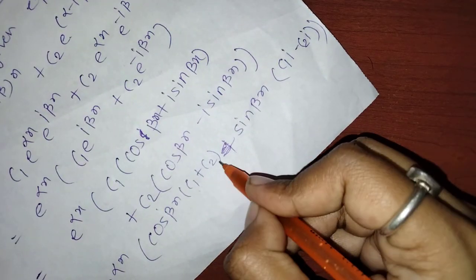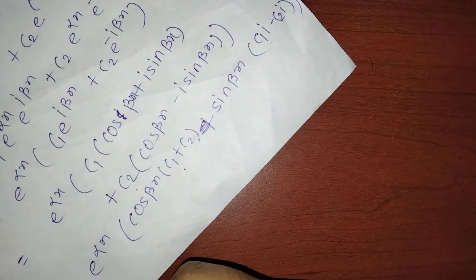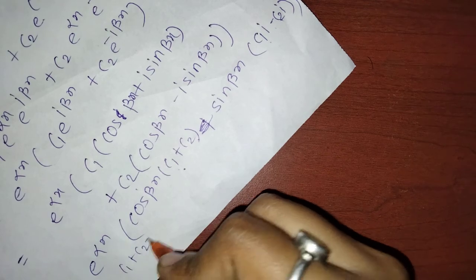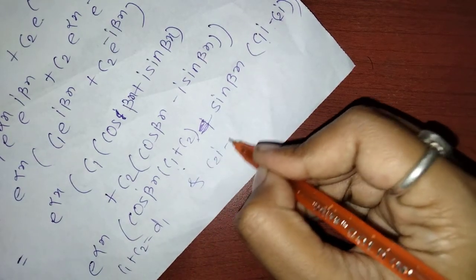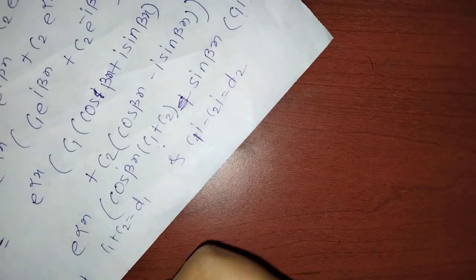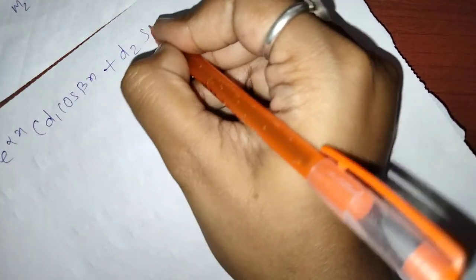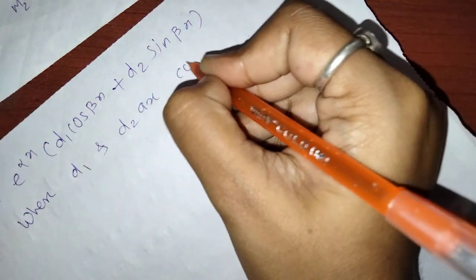So you can see that c1 plus c2 is constant, c1i minus c2i is constant. So put c1 plus c2 equal to d1 and c1i minus c2i equal to d2. So phi of x is equal to e raised to alpha x (d1 cos beta x plus d2 sin beta x), where d1 and d2 are constants.